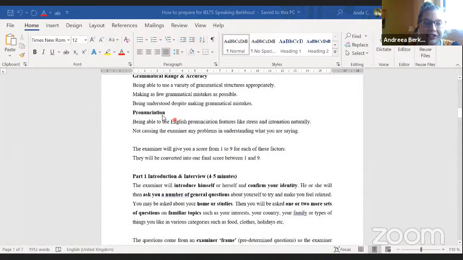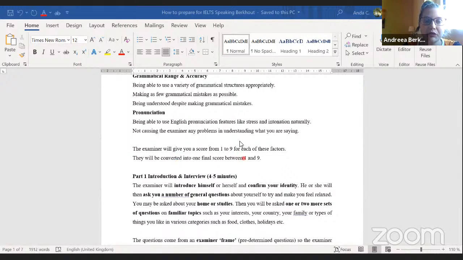And the last criterion is pronunciation. Unfortunately, even if we are non-native speakers, we are asked to pronounce as closely as possible to the standard pronunciation. This also includes intonation, the fact that you modulate your voice when you ask a question or when you express surprise, so that this is conveyed through your tone of voice, okay?